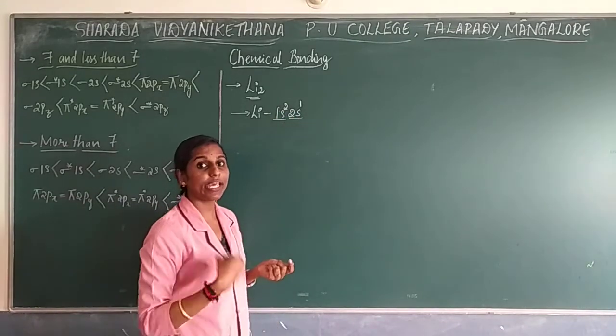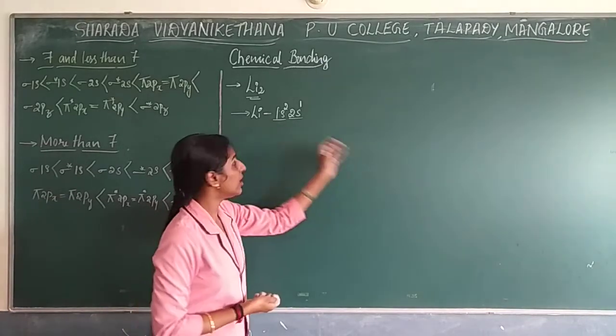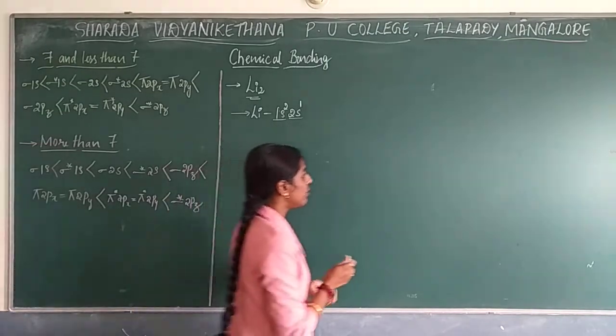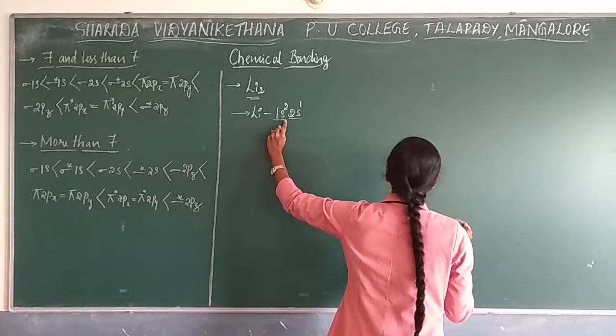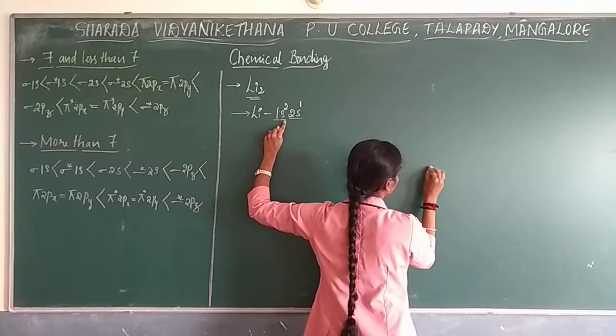In the sense, how many MOT structures do you need to write? For 1s you need to write one structure. Next, for 2s you need to write another structure. While writing, also write in the upward direction. First we will write for 1s2, as I have told before.